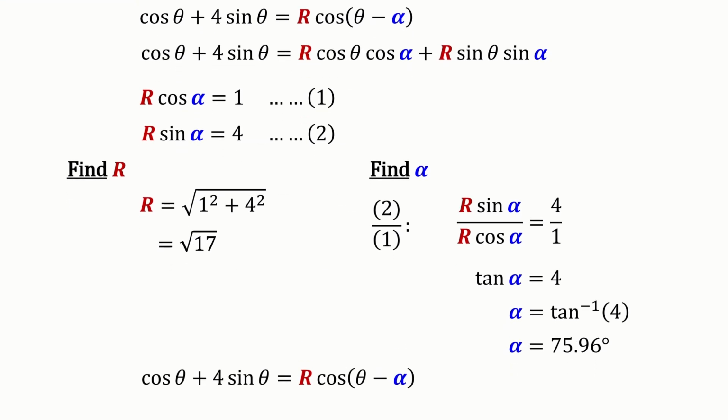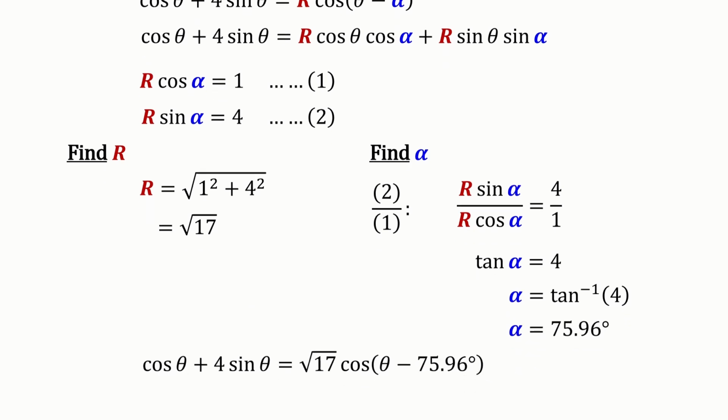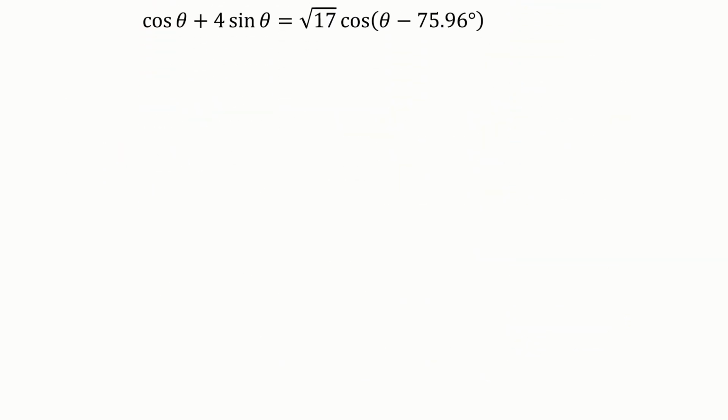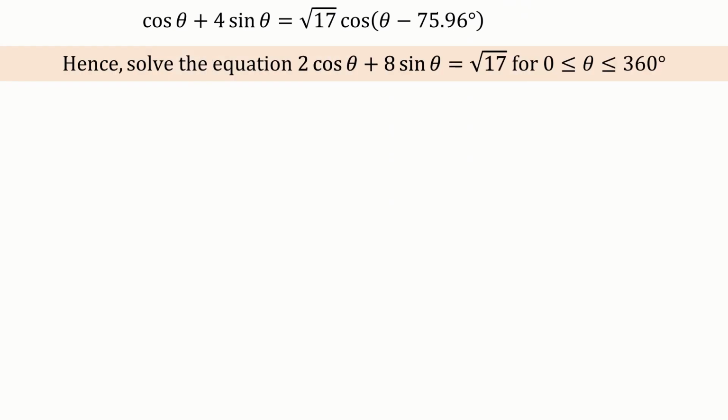Alright, so now we have the values of r and alpha. We can substitute into the expression r cos(theta minus alpha), where r equals root 17 and alpha is 75.96 degrees. Alright, so we solved the first question, and the second question is to solve the equation 2 cos theta plus 8 sin theta equals root 17.